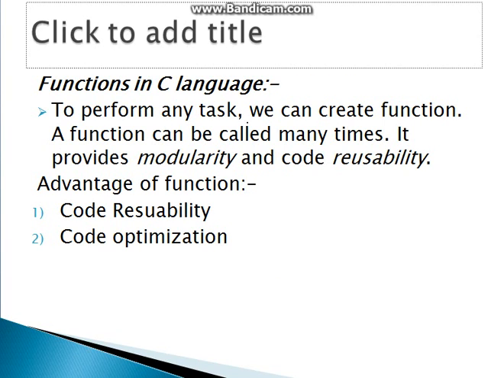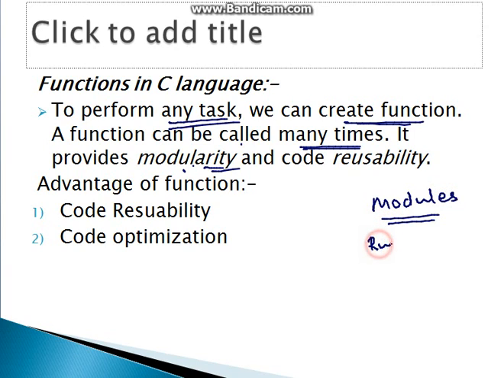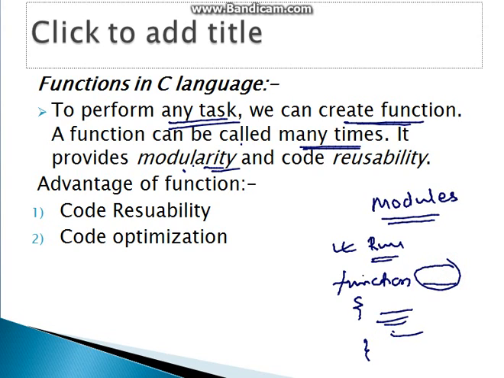Now, what are the functions of C language? If you have to perform any task, we create a function. A function can be called as many times as you want. Functions provide modules, and when the modules are created, it becomes very easy to run the program at any time. When the function is created, you just have to call it. A function contains a set of code written inside it, and a function name is given. When that name is called, the whole set of code is executed.